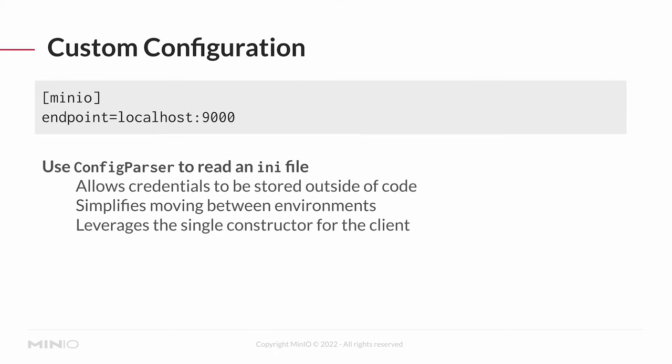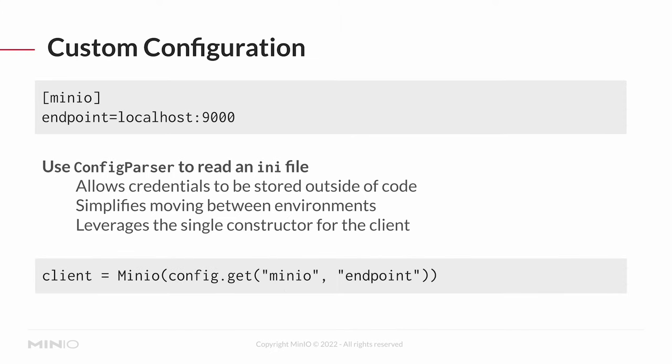So the nice thing about this is that if my INI file says something like this, I've got a MinIO section with an endpoint localhost 9000. Now I can use that endpoint to connect. I just do a config get MinIO endpoint and I'm good to go. I've got a little demo of this that I'm going to show you here in just a second that shows this easy conversion between the two.